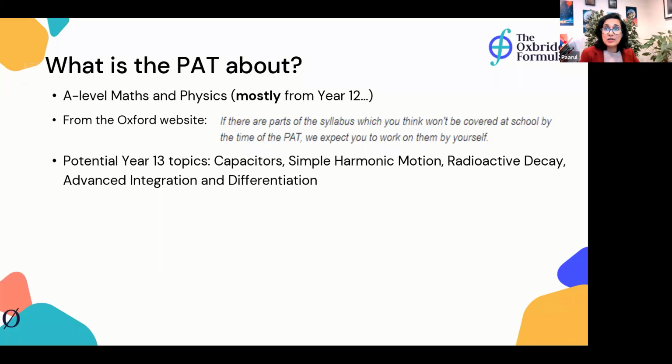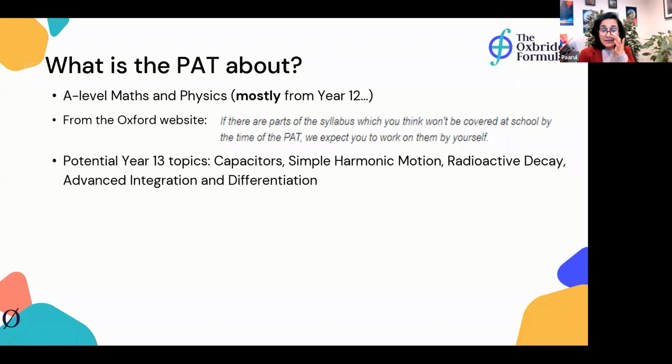One of the other topics that you could encounter is simple harmonic motion, which again, it's unlikely you would have done at school by the time of the PAT. Daniel, what is simple harmonic motion? Yeah, so simple harmonic motion is a regular oscillation with a fixed, or constant, frequency. An example of this might be a mass on a spring bobbing up and down, or a pendulum in a clock, for example. Okay, awesome.